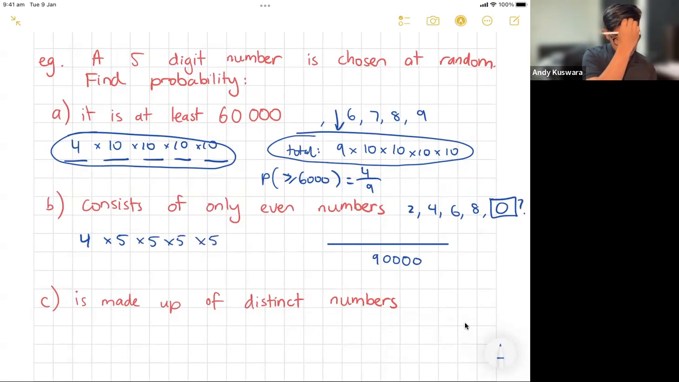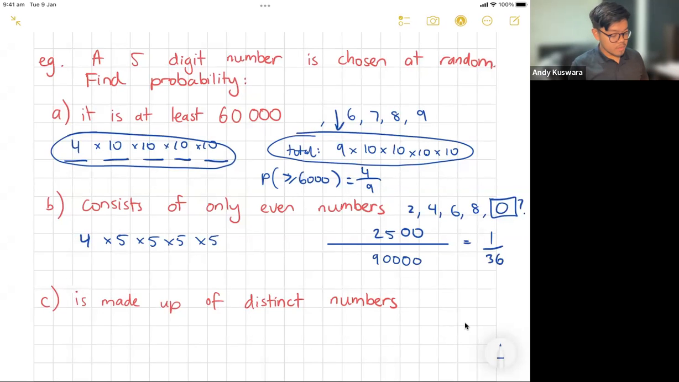So whatever that is, what's 4 times 5 to the 4? 4 times 5 times 5 times 5 times 5. It's going to be 2,500. And then putting that over 90,000 is going to give you 1 on 36. So that's the probability that it will consist of only even numbers.